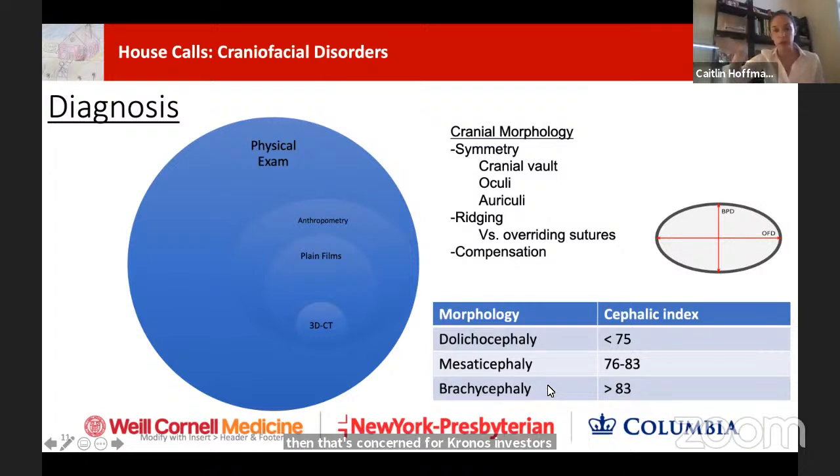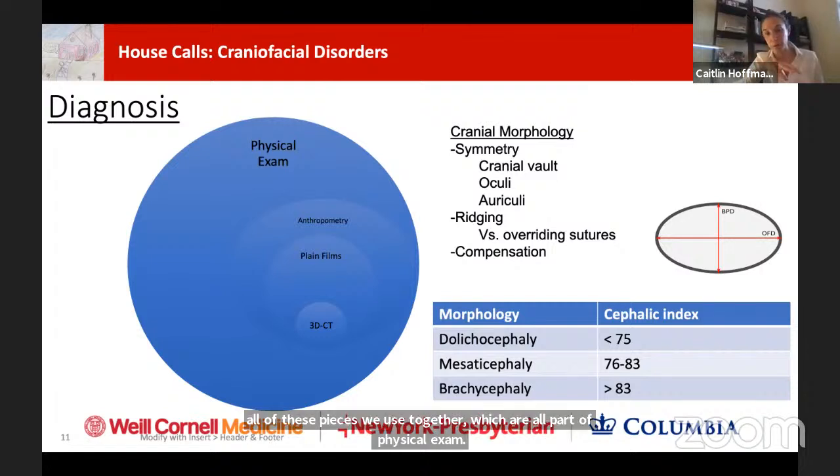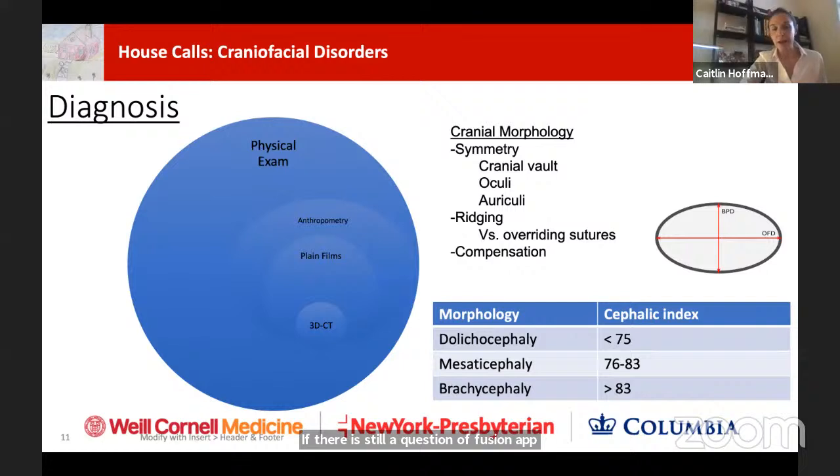So all of these pieces we use together, which are all part of physical exam. If there is still a question of fusion after physical exam, which is rare, historically plain films used to be used. It is not a useful tool, and it is just added radiation that does not add to the diagnosis.